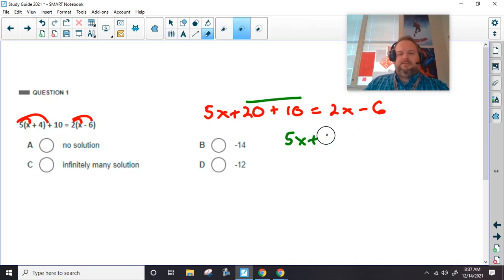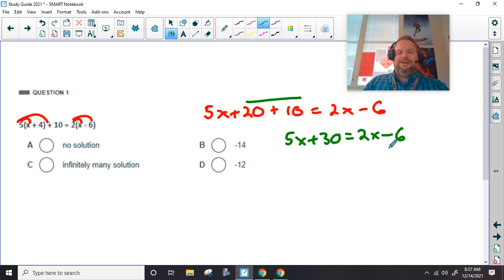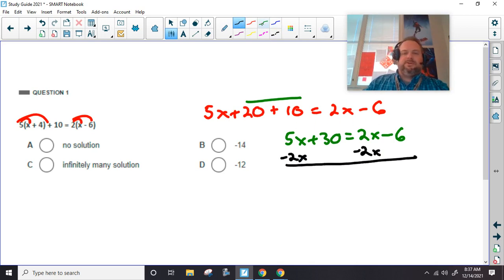So I combine like terms. Now, me personally, I like moving the variables to one side. I like moving them to the left. Technically, there are 4 different ways you could start this.